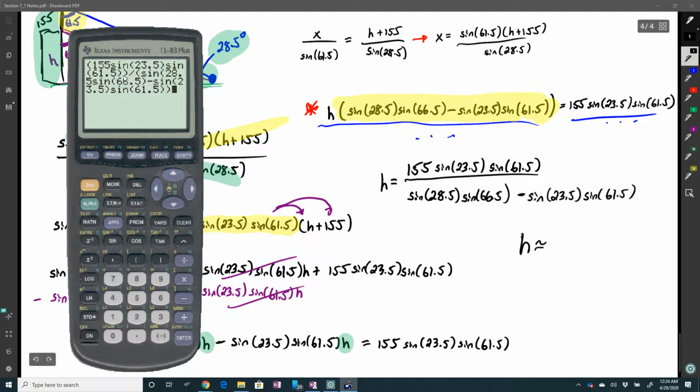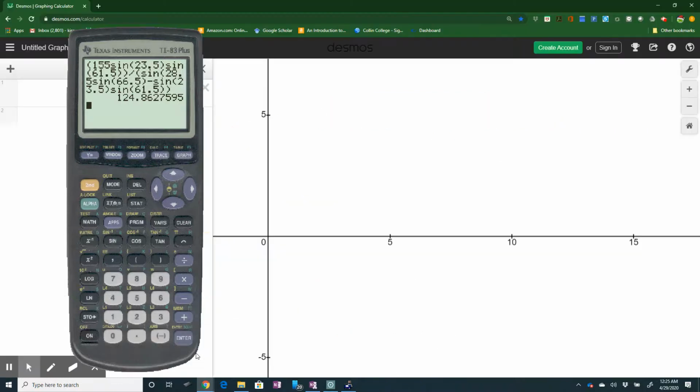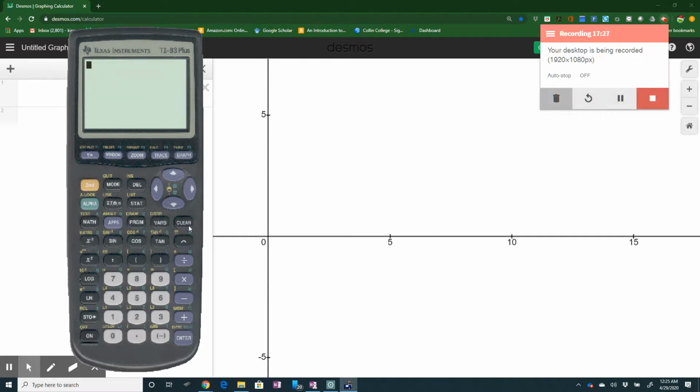Okay, make sure I typed it in right. 155 sine 25 sine 75 divided by parentheses 28.5 sine 16.5 sine 23.5 sine 61.5. Hit enter. And did I do something wrong? Oh, hold on. Let me go check. I think I typed something in wrong. I just got to find it. That's what I get for singing Hamster Dance. All right. So this time I won't sing as I do it. I just typed it in wrong.